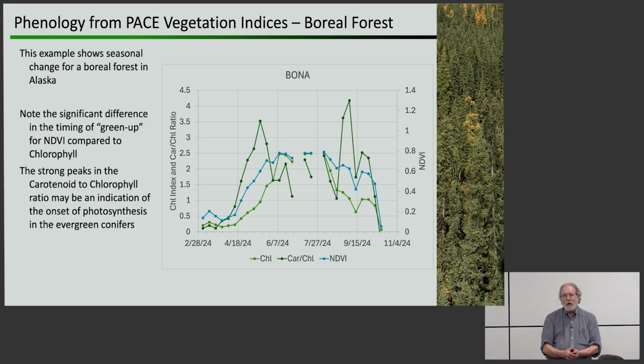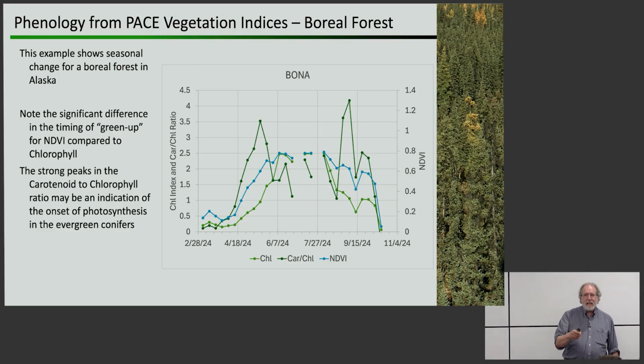And then this is the boreal forest example. And once again, you can see how the chlorophyll, the green line, is really quite different than the NDVI in terms of like what green up is. But the thing that's really interesting here is that ratio of carotenoids to chlorophyll. And you see there's a big peak coming up in the spring, and it does another big peak in the fall. And remember, this site, and again, you can see the little picture there on the side, is dominated by white spruce, which are evergreens.